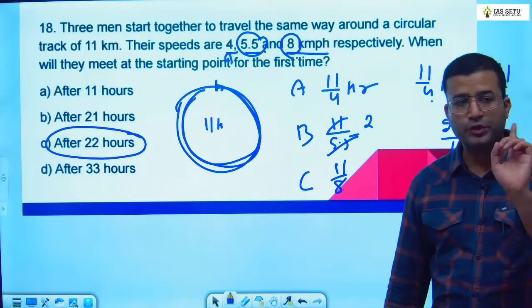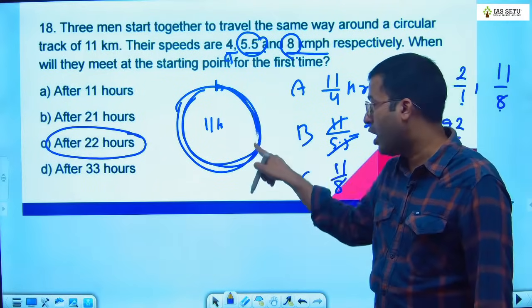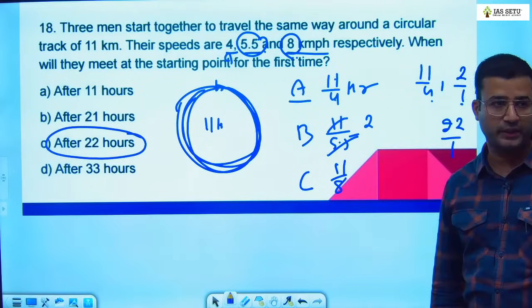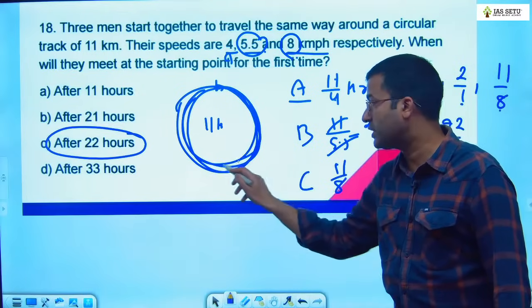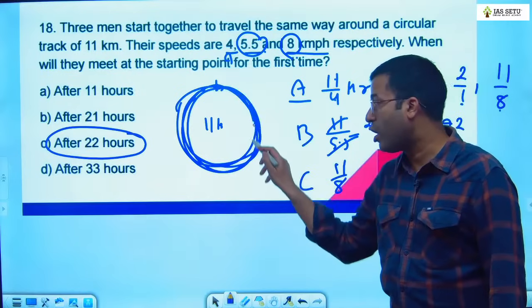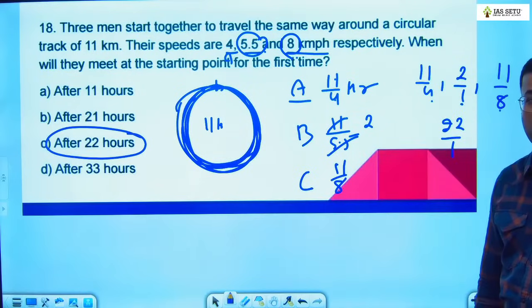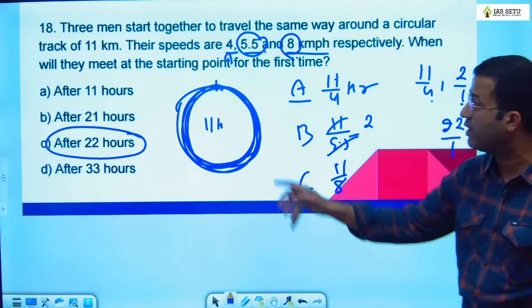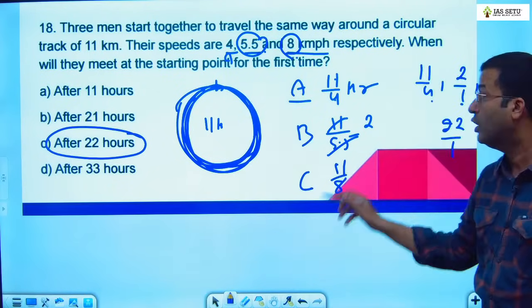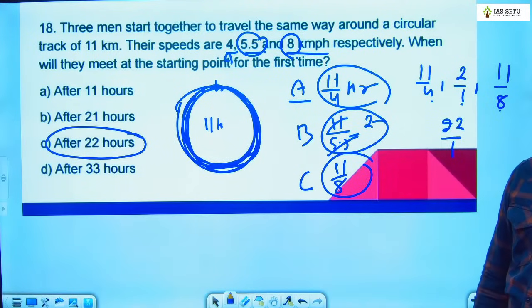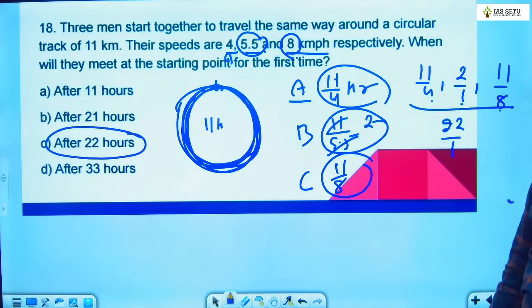Step number 1, you find how much time A will take to reach the starting point: distance upon speed. How much time B will take: distance upon speed. How much time C will take: distance upon speed. If they ask when the three together will meet at the starting point again, then you have to take the LCM of the times. This is our concept. You have to take the LCM of these values, and their LCM will be 22.